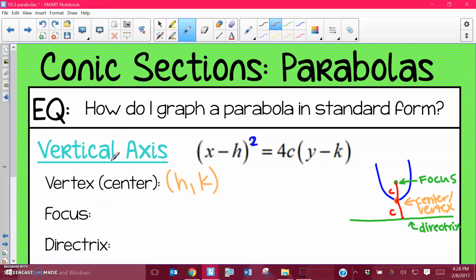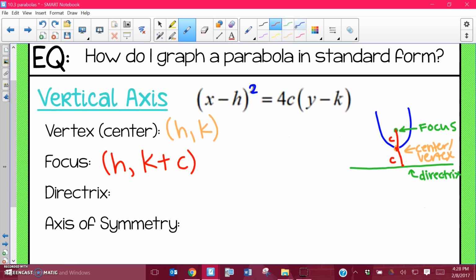So if I was to denote this in a vertical axis parabola, my x is going to stay the same, and then I'm going to add my c value. So I'm going to go up that many to find that focus point. Okay, the directrix, if you notice on this, my directrix is that horizontal line. And how I show a horizontal line is that it'll always be a y equals for a vertical axis parabola. So I have my directrix as a y equals line, and that y equals line is again going to be your y coordinate, but now I'm going to subtract c.